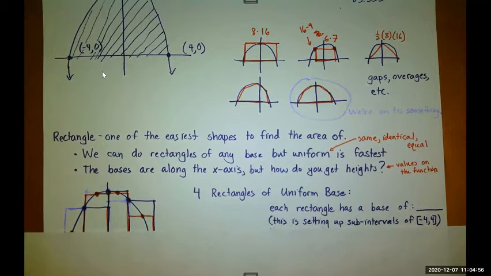We refer to this when we talk more about the method. Don't look at this picture over here yet. This is setting up subintervals from -4 to 4. So what do I mean by subintervals from -4 to 4?